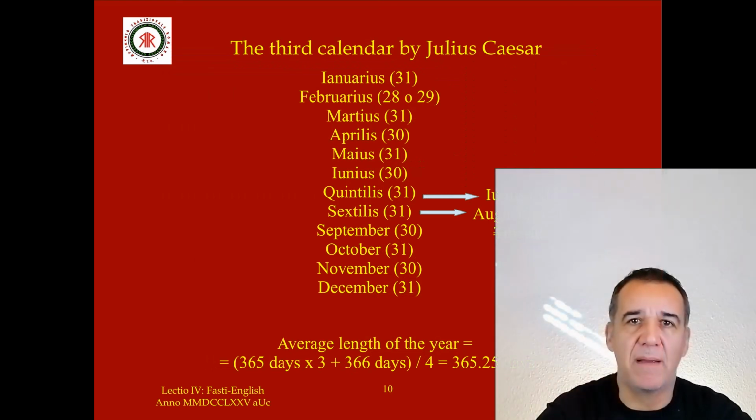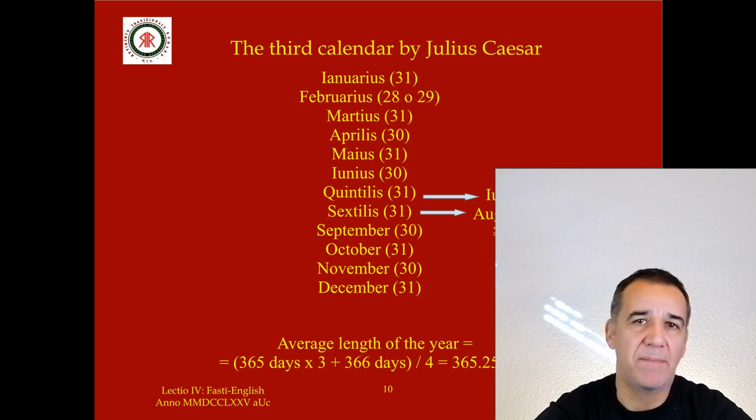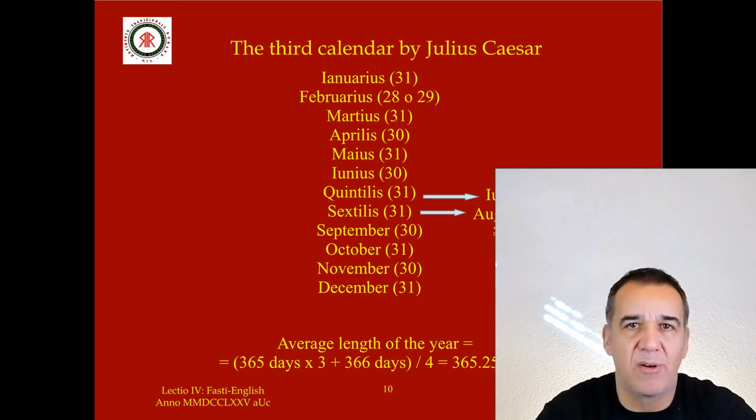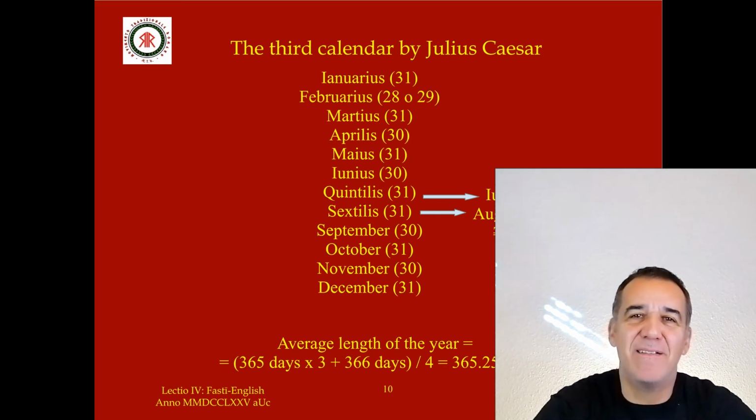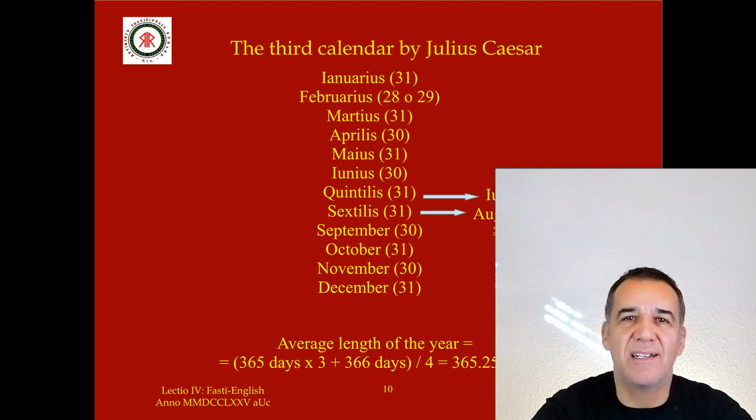Then this stopped. The following emperor, Tiberius, didn't want to apply more changes to the calendar, also because he was commenting that probably there would have been more than 12 emperors, and he was pretty right. And so the Senate did not change the calendar anymore.